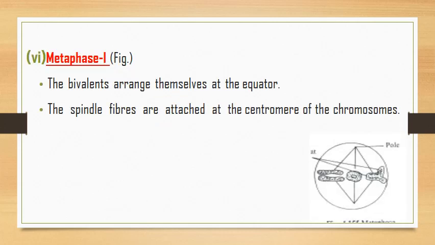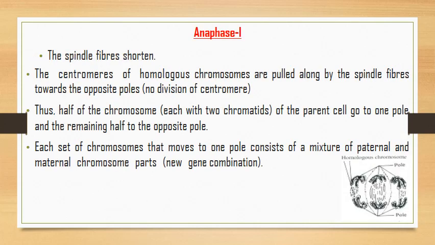Metaphase 1. The bivalents arrange themselves at the equator. The spindle fibers are attached at the centromere of the chromosome. Anaphase 1. The spindle fibers shorten. The centromeres of homologous chromosomes are pulled along by the spindle fibers towards the opposite poles. No division of centromere. Thus, half of the chromosomes, each with 2 chromatids, of the parent cell go to one pole and the remaining half to the opposite pole. Each set of chromosomes that move to one pole consists of a mixture of paternal and maternal chromosome parts, a new gene combination.